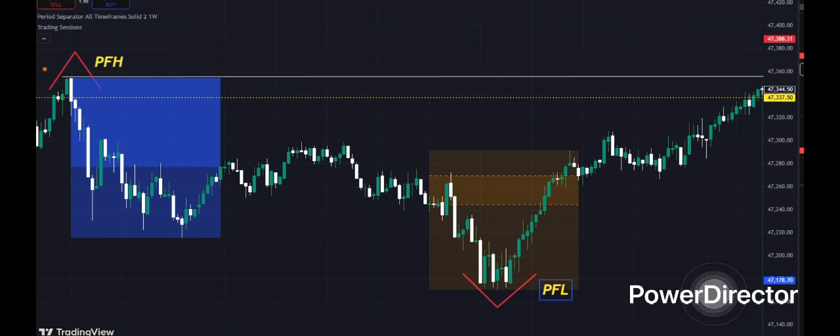Currently, all of this price action is taking place inside of the previous day's high and low. So there has not been a previous day's high or low broken. In other words, we are on the inside.